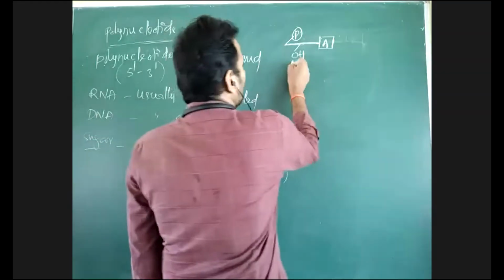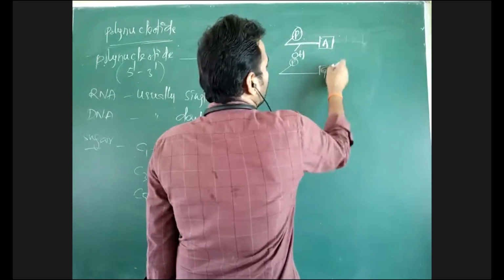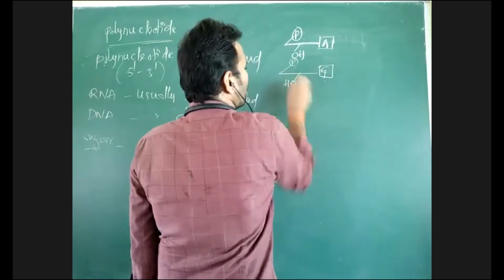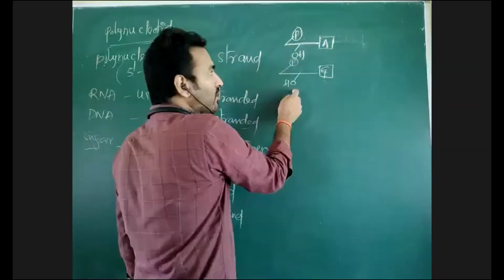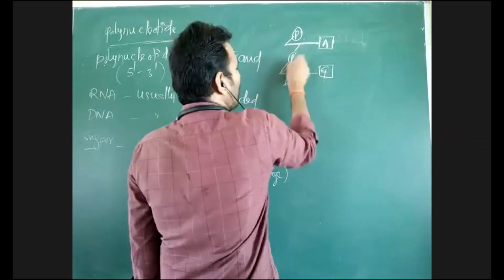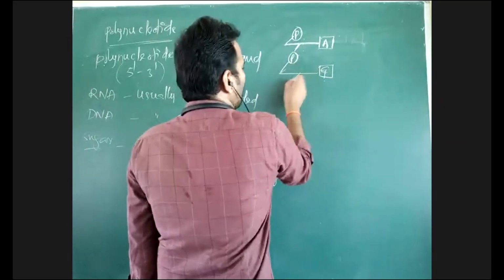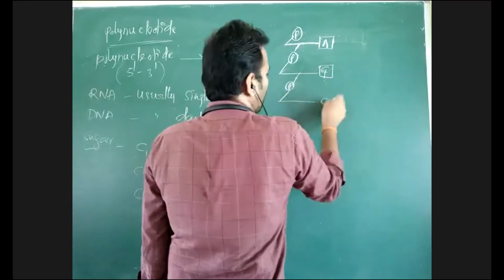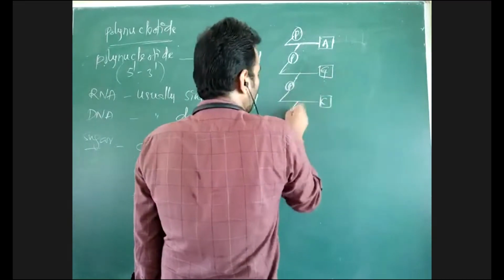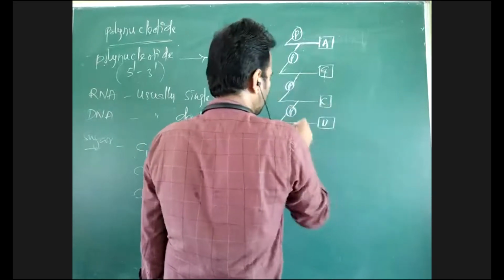Now, if we take one more nucleotide like the same, with guanine, this is one nucleotide, this is another nucleotide. Between these nucleotides, there is formation of a phosphodiester bond like this. See now, like this, phosphodiester bonds are formed, and there is attachment of many nucleotides like this.